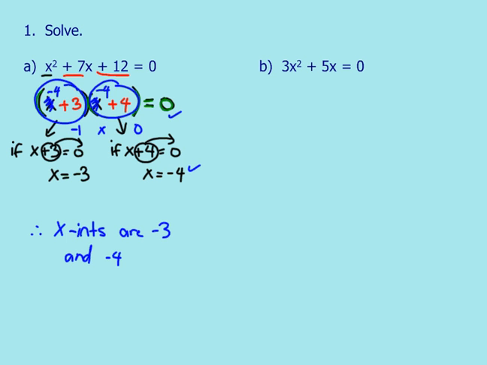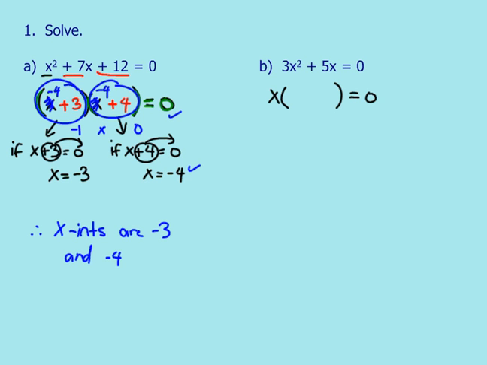Okay, let's try another example. Taking a look at the second one. This is not a simple trinomial. This is actually not even a trinomial. This is a binomial. And looking at the binomial, well, I'm going to start factoring by factoring out the greatest common factor. So that looks like they can both give up an x.